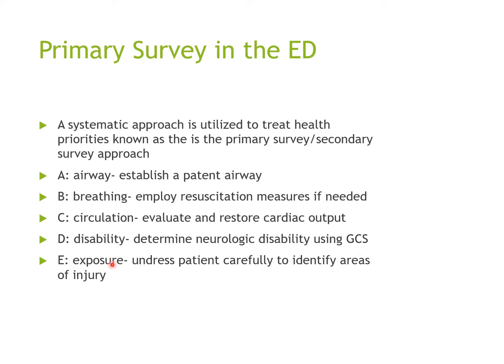And E is for exposure. You're addressing the patient carefully to identify areas of injury. All right. So A is establishing a patent airway, B is breathing, employ resuscitation measures if needed, C is circulation, evaluate and restore cardiac output, D is disability, see what their GCS score is, and E is for exposure. See how much injury, how much of their body is burnt, even if that's the situation.